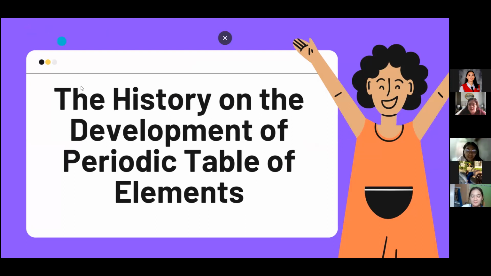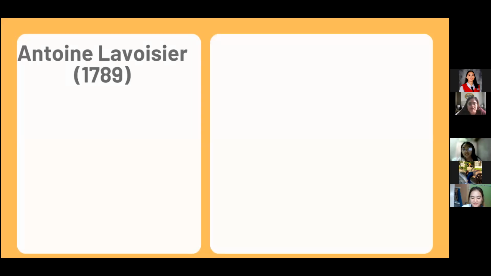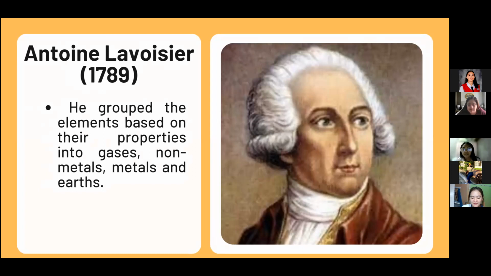Hello guys, so I'm Trisha. So mag-report ako about sa history on the development of periodic table of elements. So first is, ang development ng periodic table is nag-start kay Antoine Lavoisier. So during 1789, he grouped the elements based on their properties into gases, non-metals, metals, and earths. And then also, Antoine Lavoisier is a French chemist.